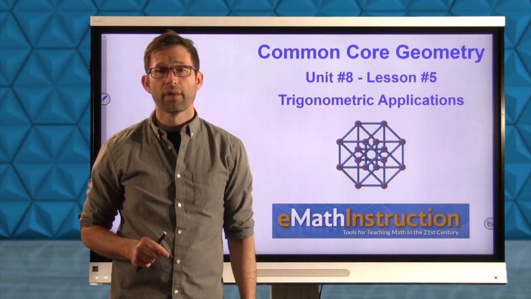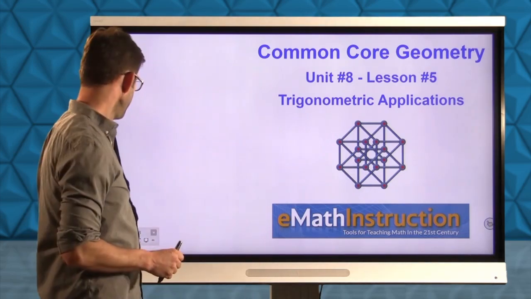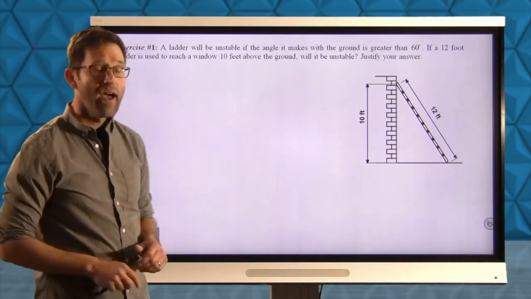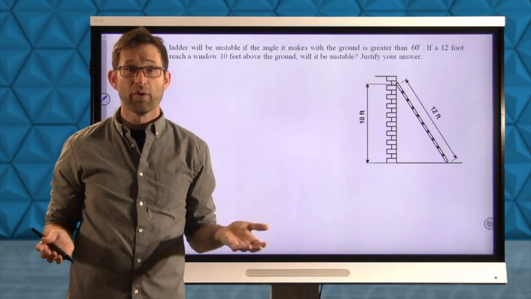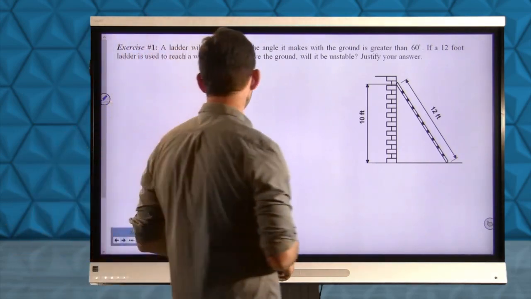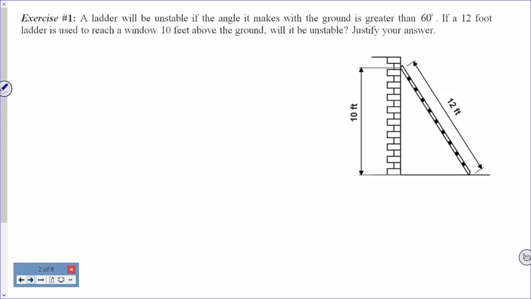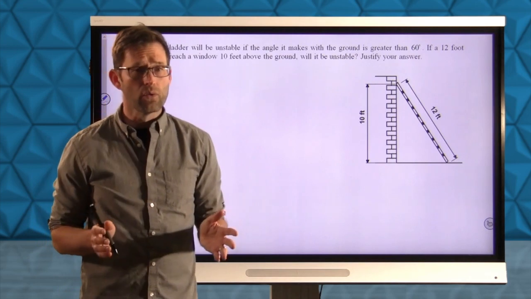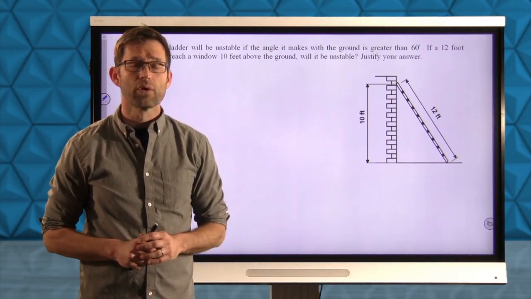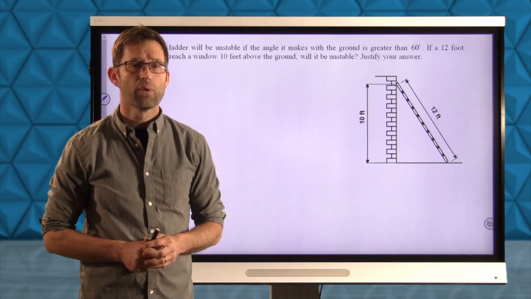Make sure you have your calculators ready because we're going to need them for today. All right, here we go. Exercise number 1, nothing like a ladder leaning against a wall. It's not just for Pythagorean theorem problems anymore. Now we have trig. A ladder will be unstable if the angle it makes with the ground is greater than 60 degrees. If a 12-foot ladder is used to reach a window 10 feet above the ground, will it be unstable? Justify your answer. Take a shot at this and then we'll talk through it.